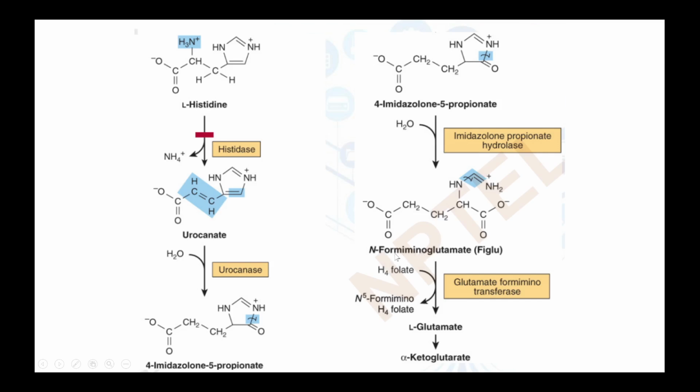N-formiminoglutamate. This is also known as FIGLU. And this gets converted into glutamate and later to alpha ketoglutarate. This alpha ketoglutarate can enter the TCA cycle. Okay. So this is the histidine metabolic pathway, and the first step of this pathway is the conversion of histidine to urocanate, which is by the enzyme histidase. And defect in this enzyme leads to accumulation of histidine and increased level of histidine in blood, leading to histidinemia.